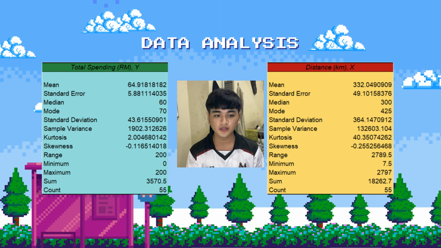For the second variable, distance. The mean is 332.049, the median is 300, and the mode is 425. The standard deviation of this data is 364.147. The sample variance is 132,603.104. The skewness of this data is negative 0.255, which also makes this data negatively skewed or left skewed.